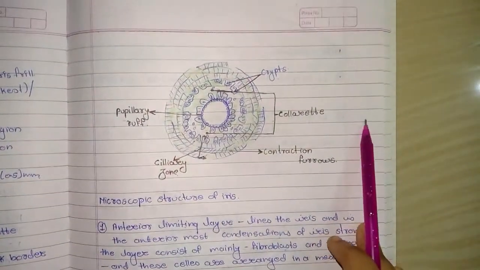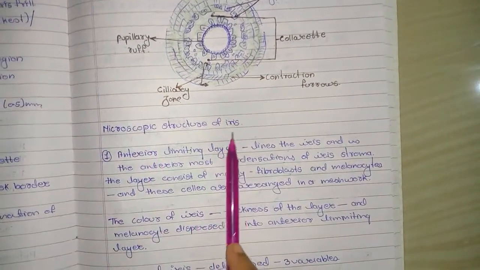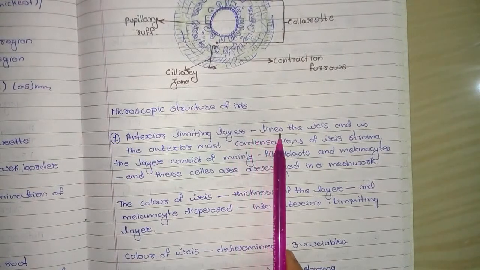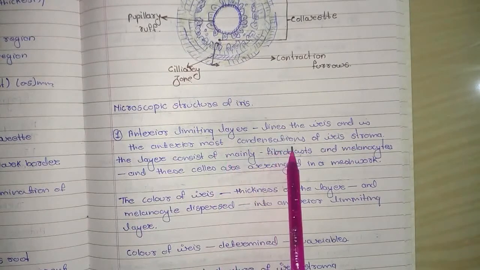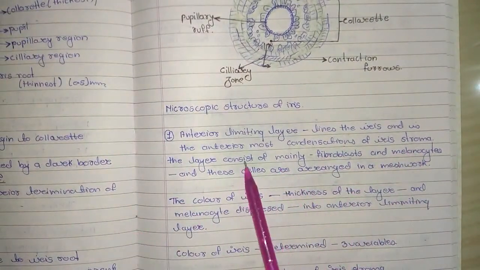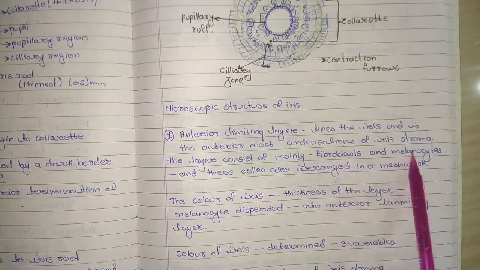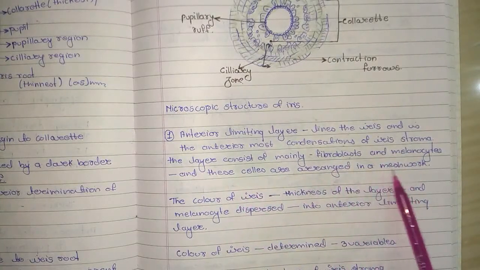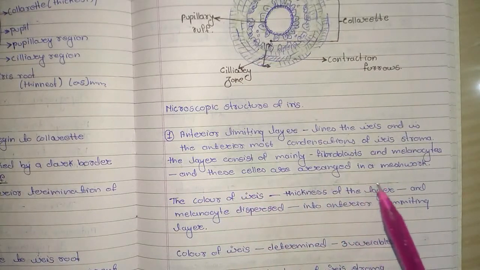Now the microscopic structure of the iris. First we are going to see the anterior limiting layer. The anterior limiting layer lines the iris and is the anteriormost condensation of the iris stroma. The layer consists mainly of fibroblasts and melanocytes, arranged in a meshwork. The fibroblasts are located on the surface of the melanocytes beneath them.